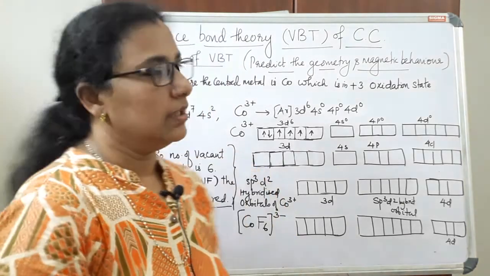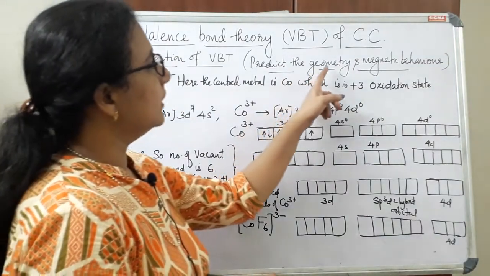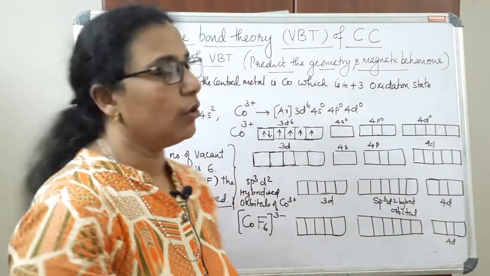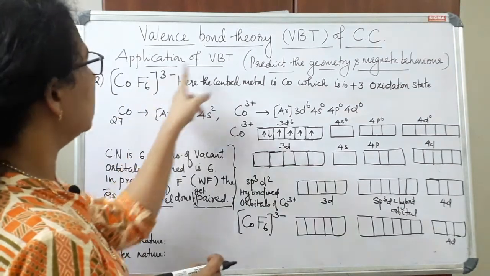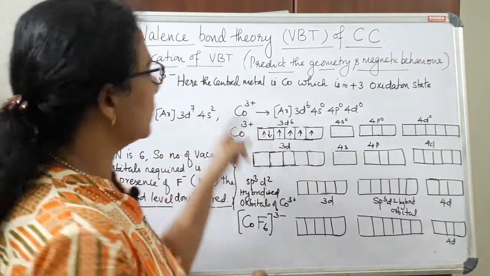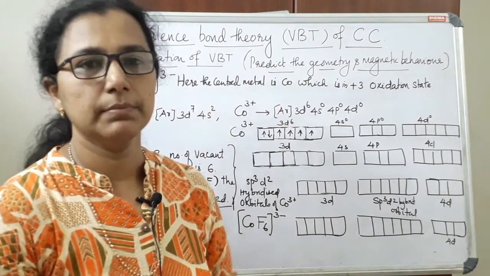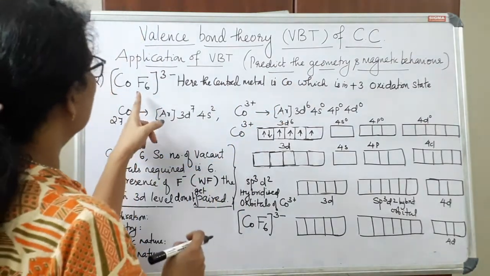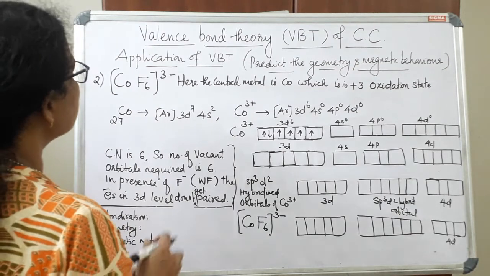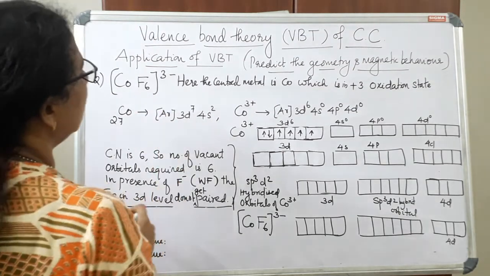Hello students, now we will predict the geometry and magnetic behavior of another complex on the basis of VBT. So we can apply VBT in order to predict the geometry and magnetic behavior of a particular complex. So let's see this particular complex, that is CoF6 3-.